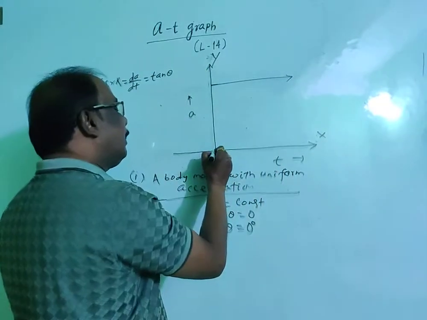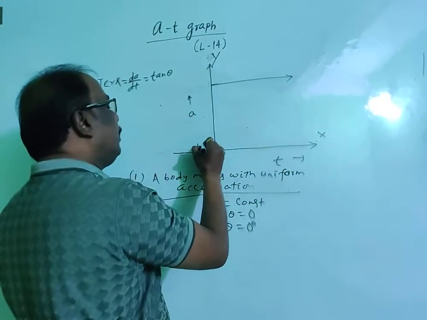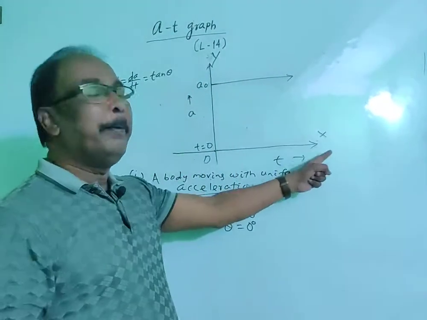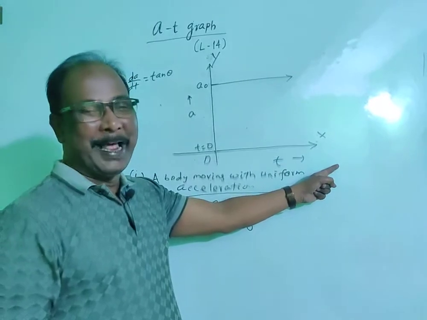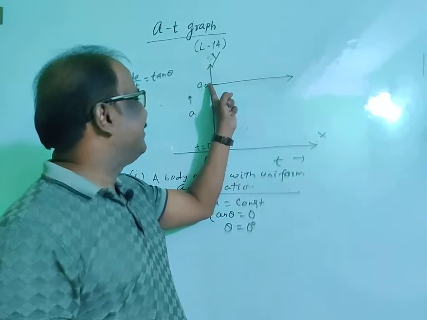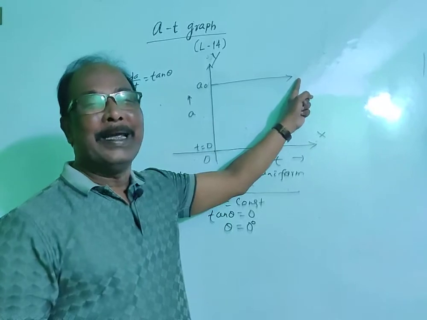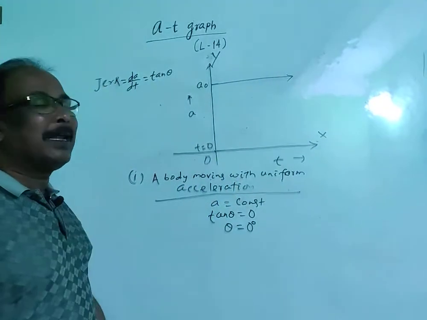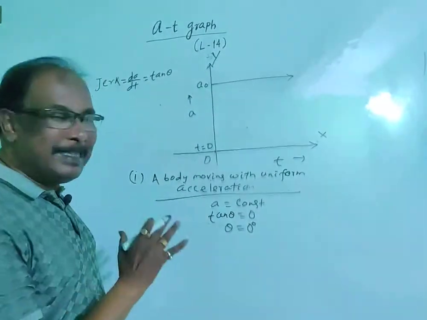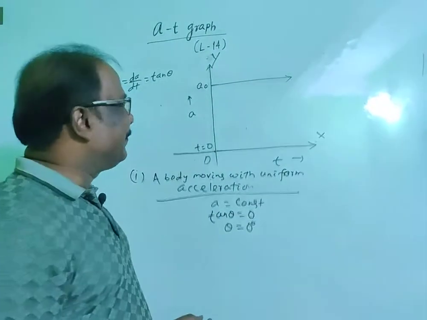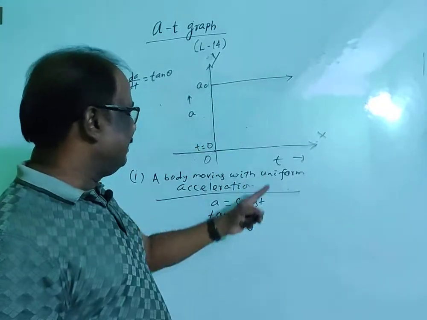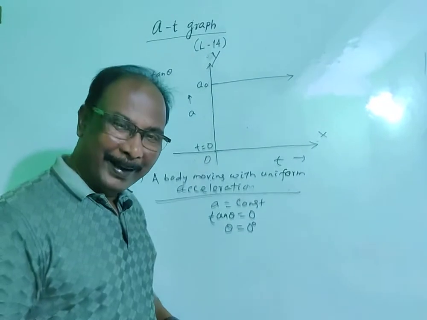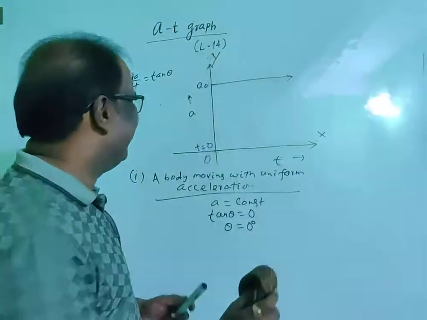See, at t equal to 0, let acceleration be a naught. Time increases, because time can never decrease, but acceleration is always constant. Okay, this is for constant acceleration, made much easier by using slope. So the graph is a straight line parallel to the time axis, so theta is 0 degree. Okay, is it clear? Fine.